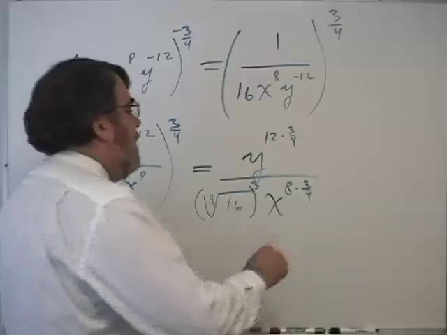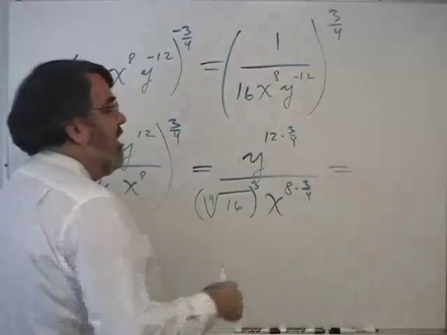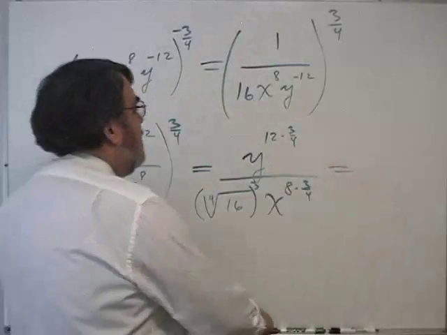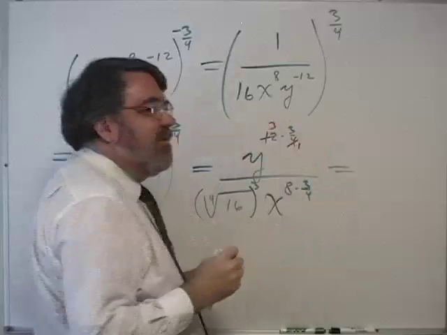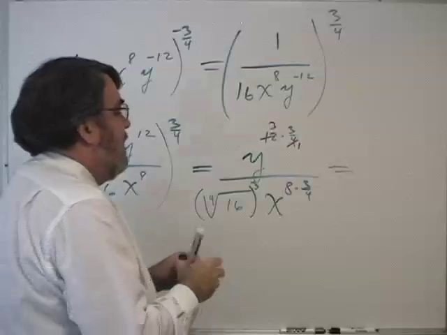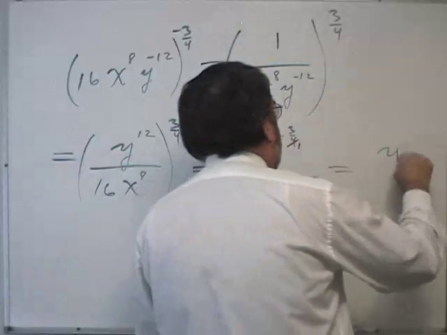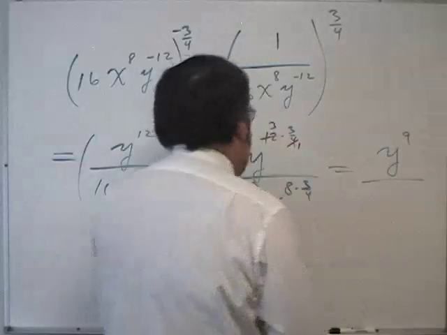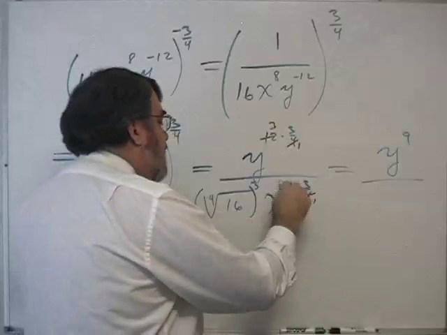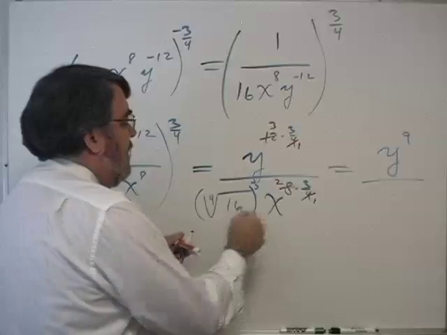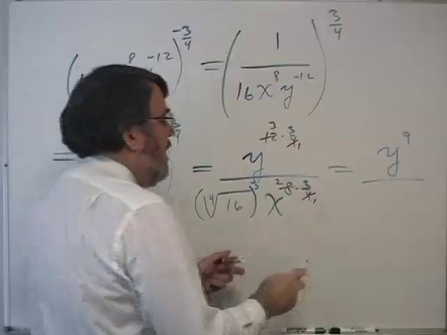Alright, so I have 12 times 3/4. 4 cancels 12 3 times, so that gives me a 9. Y to the 9th power. And let me go ahead and take care of x. 4 cancels 8 twice. So I have x to the 2 times 3, that's 6th power.